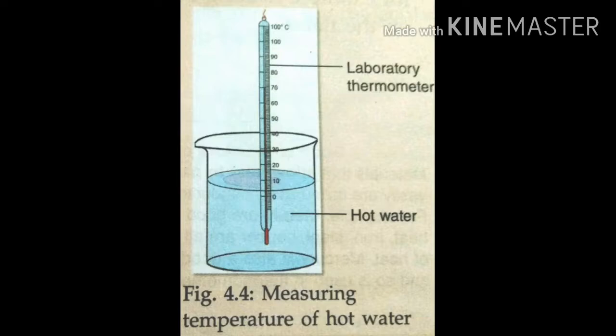See in this picture, the thermometer shows that the temperature of hot water taken in the beaker is 70 degrees Celsius. Precautions while using a laboratory thermometer. It should be held vertically and should not touch the sides or bottom of the container.